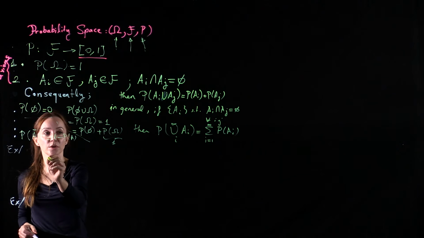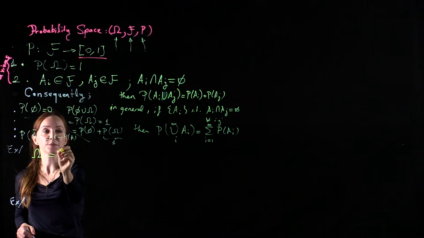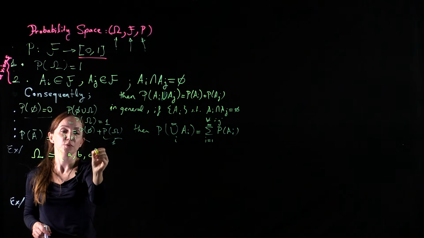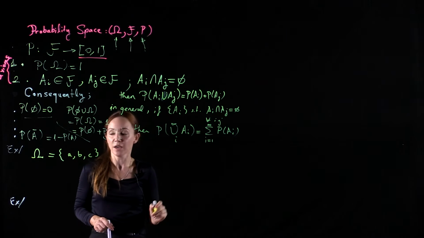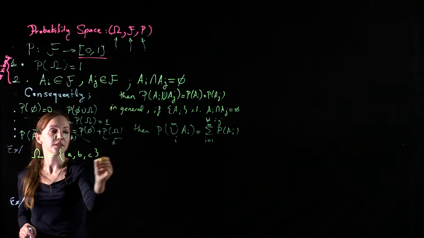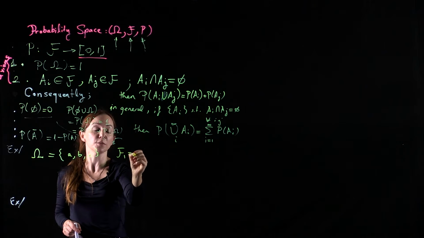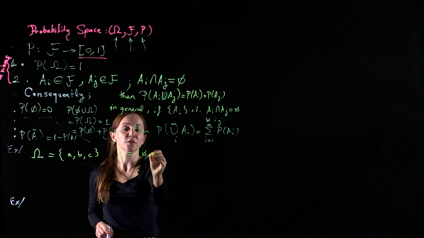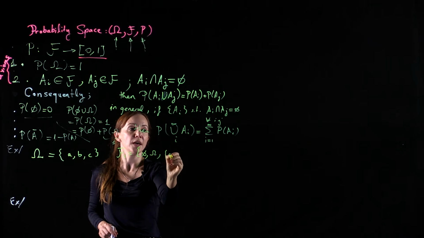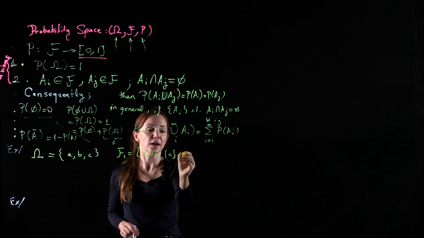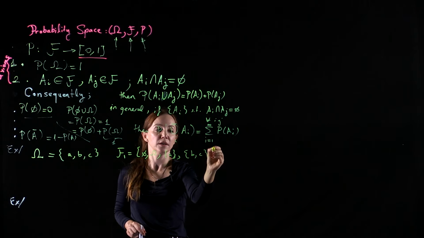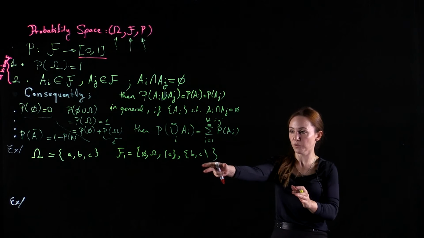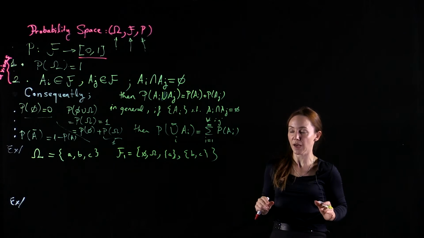For example, our sample space is the set {A, B, C} with 3 elements. Okay, and construct a sigma field F1. I'm sorry, the algebra F1 as empty set, omega, A, and BC.